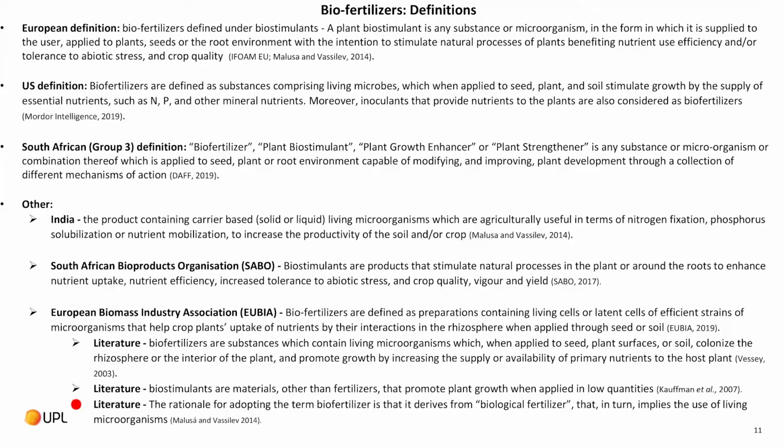This seems to generate a bit of a conundrum if you have a biostimulant definition that incorporates your biofertilizer definition, in that this states that biostimulants are materials other than fertilizers. But then you get to the third definition that says the rationale for adopting the term biofertilizer is that it derives from biological fertilizer, that in turn implies the use of living organisms.